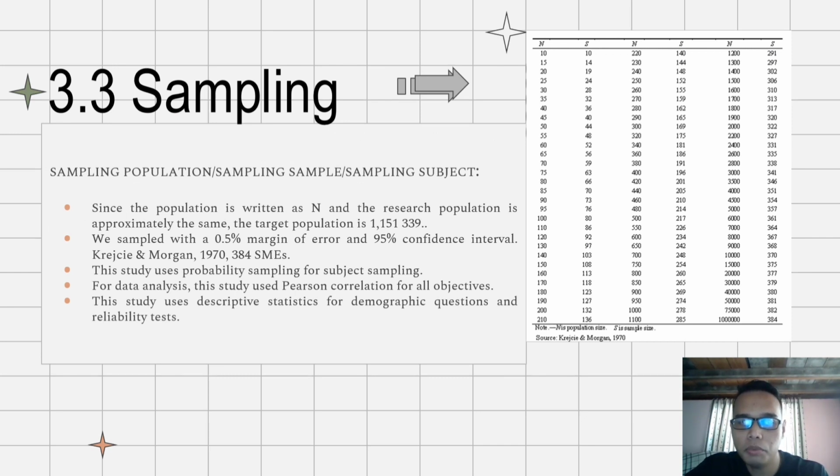Sampling. Since the population is written as N and the research population is approximately the same, the target population is 1,151,339. We sampled with a 5% margin of error and 95% confidence interval. Krejcie and Morgan, 1970. 384 SMEs. This study uses probability sampling for subject sampling. For data analysis, this study uses Pearson correlation for all objectives. This study uses descriptive statistics for demographic questions and reliability test. That's all from me. Thank you.